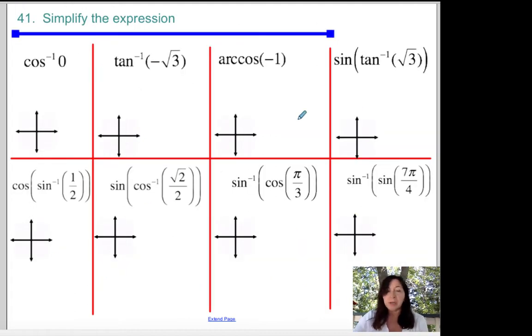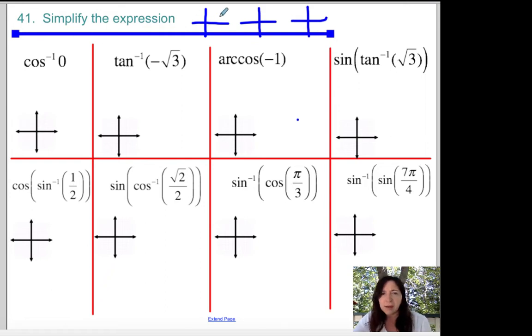So the next question says simplify all of these expressions. Remember that if it's an equation, you don't have the inverse restrictions. But if it is not an equation and it's an expression, you have restrictions. So be careful of that. Let me review with you what those restrictions are.